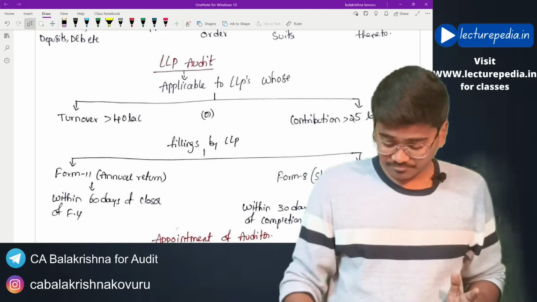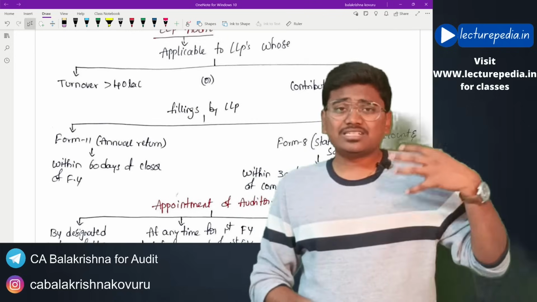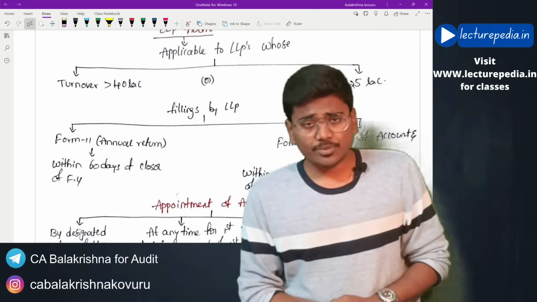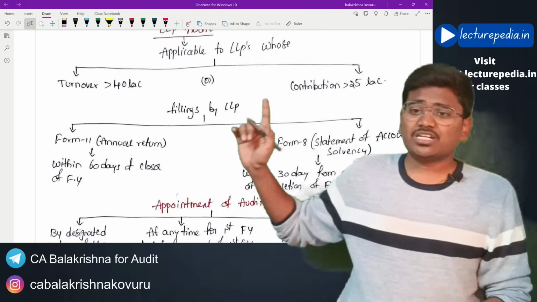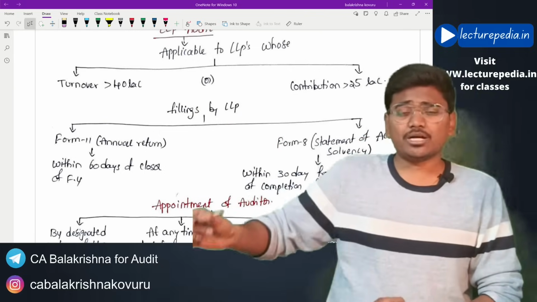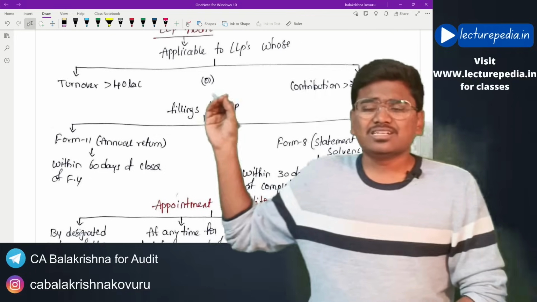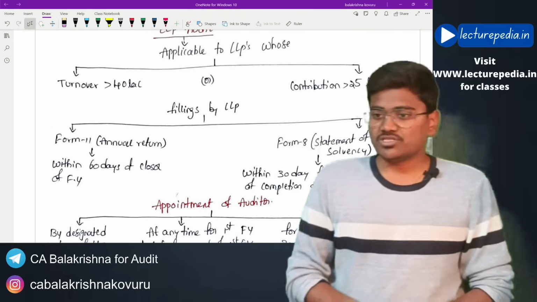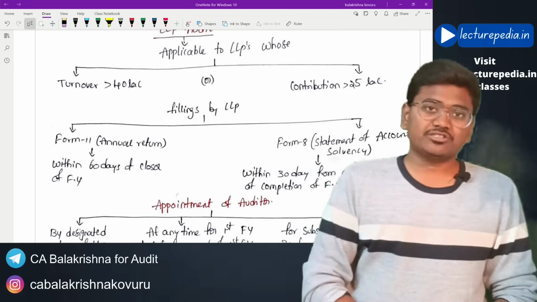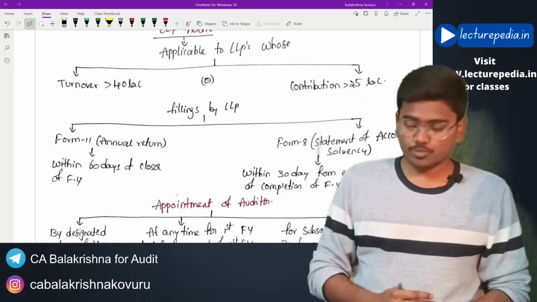Next, LLPs have to file certain annual filings with the MCA. There are two types of filings that the LLP has to file. First one is Form 11, that is annual return. It has to be filed within 60 days from the completion of financial year. Second one is Form 8, which we call the statement of account and solvency. This has to be filed within 30 days from the end of the 6 months of completion of financial year. Okay, these are the two compliances or two filings that have to be made by LLP.